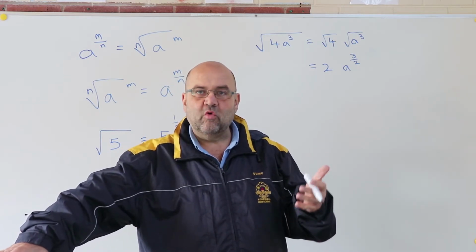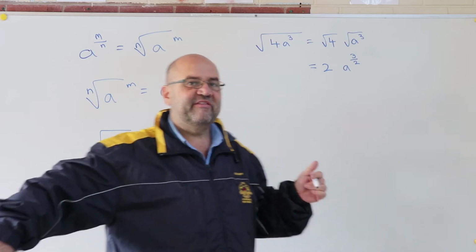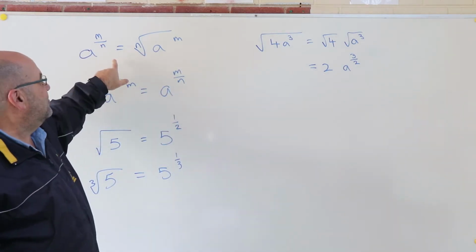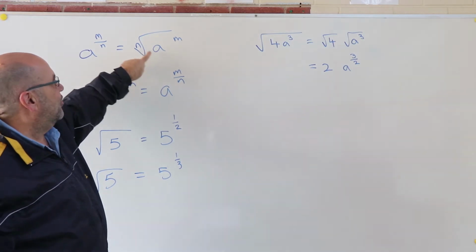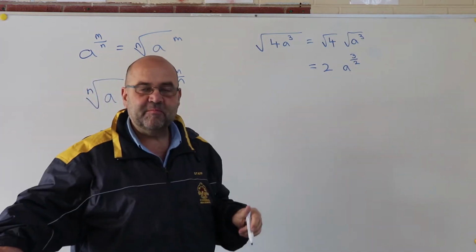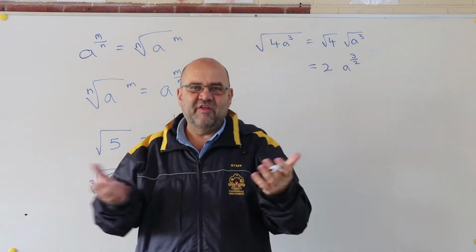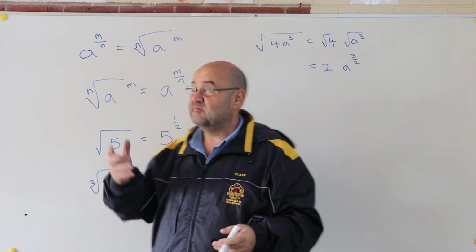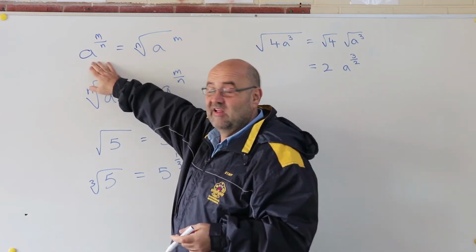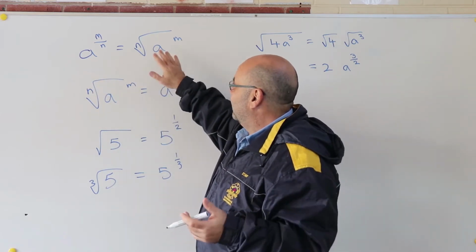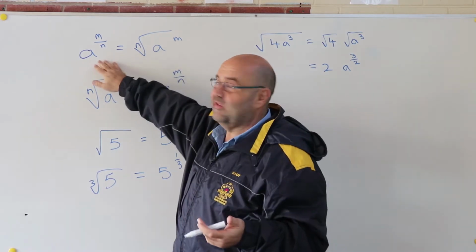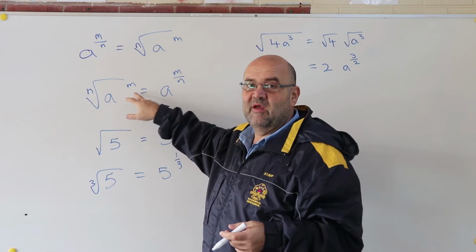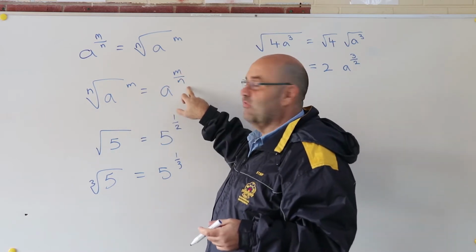Remember the law that we came up with for fractional indices. The law was that a to the power of m on n was equal to the nth root of a to the power of m. The thing about most things in algebra is that they work in reverse. So if this is equal to that, then that is equal to this. The nth root of a to the power of m equals a to the power of m over n.